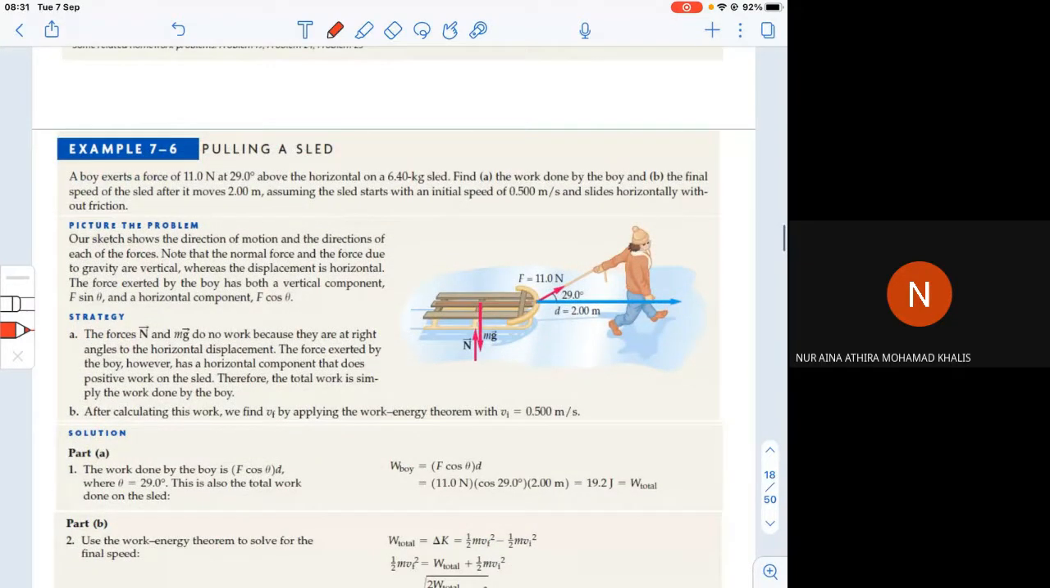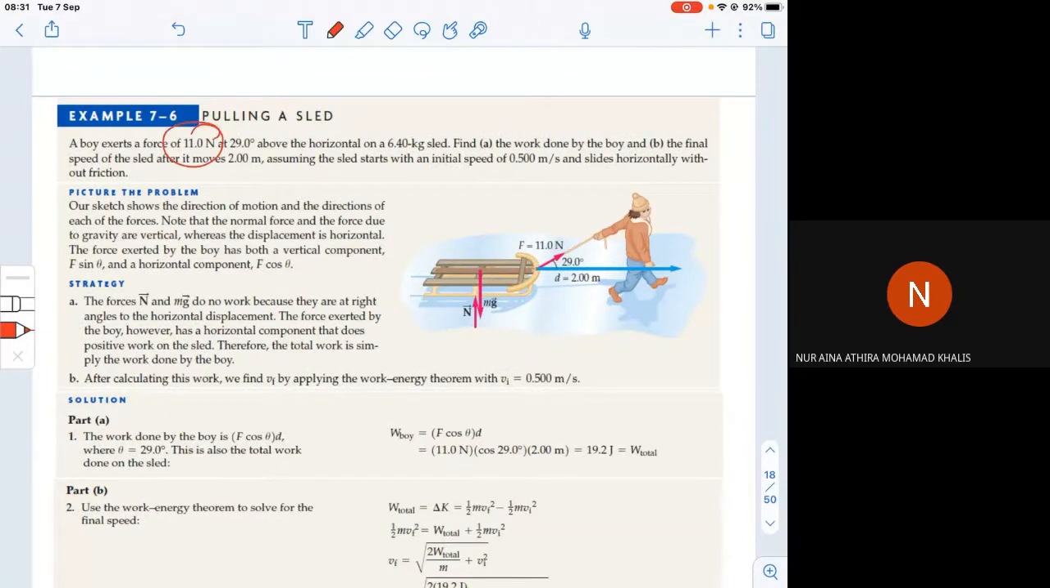This is pulling a sled. A boy exerts a force of 11 Newton, this is the force, 29 degrees above the horizontal on a 6.4 kilogram sled. Find the work done by the boy and the final speed of the sled after it moved 2 meters. Assuming the sled starts from rest.